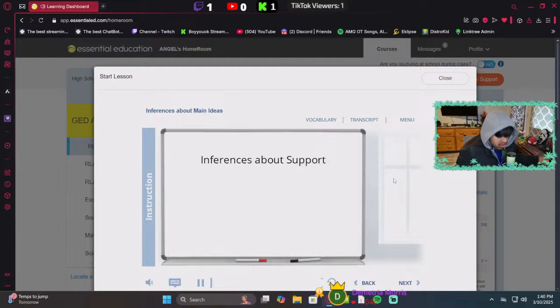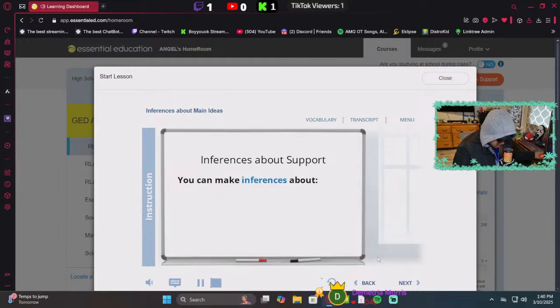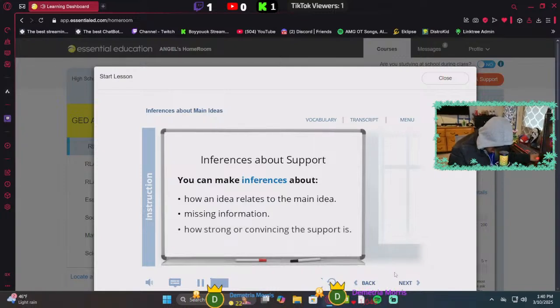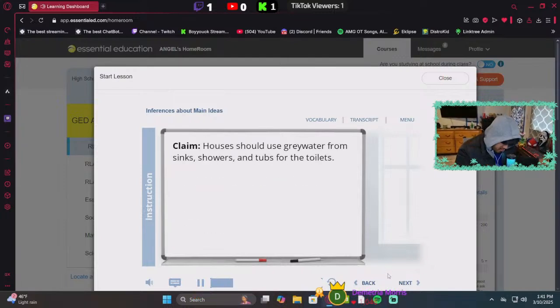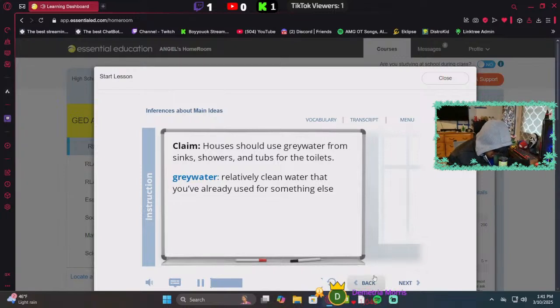Now, sometimes you'll need to make inferences about the support in what you read. Support means the details that tell more about the main idea or give evidence or reasons to prove a claim. You might need to infer how an idea relates to the main idea, or you might make an inference about missing information. You can also make inferences about how strong or convincing the support is. Here's an example. Let's say I make the claim that houses should use gray water from sinks, showers, and tubs for the toilets. Gray water is a name for the relatively clean water that you've already used for something else. It's pretty much all the water you use except for toilet water.